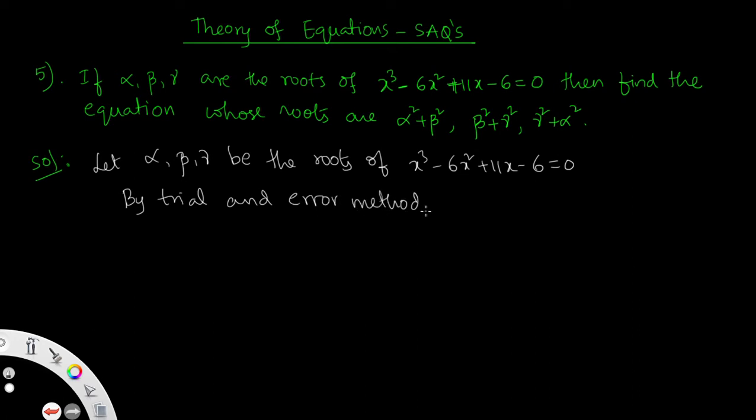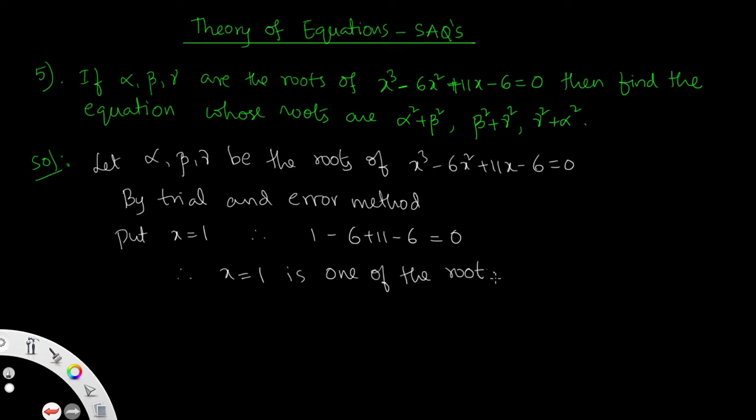By trial and error method, start with x equal to 1. Substitute x equal to 1 in the equation. Therefore 1 minus 6 plus 11 minus 6 becomes 0. Therefore x equal to 1 is one of the roots. Satisfying the equation means it is one of the roots of the equation. And find out the remaining 2 roots by using the synthetic division method.